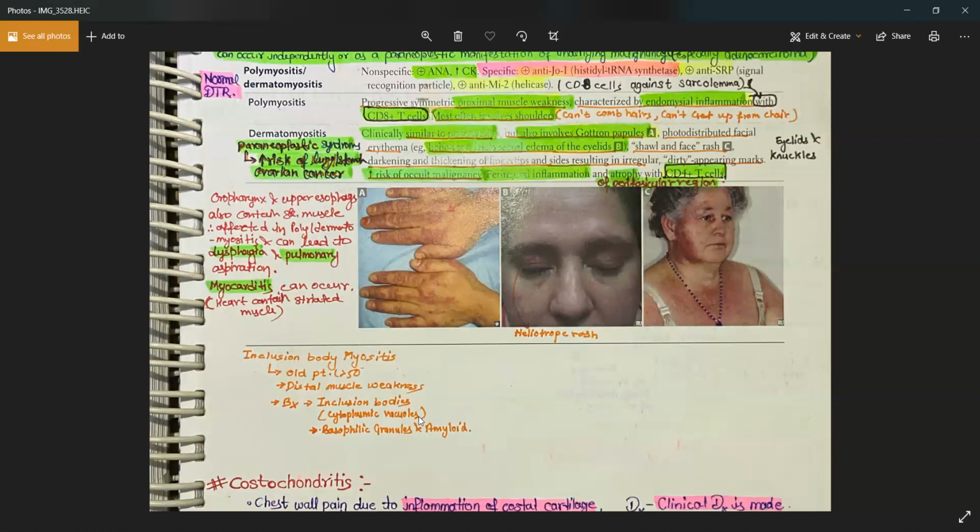So just one thing you need to remember: it is seen in old age patients, and the patient will have distal muscle weakness because of that. So these are the features of inclusion body myositis.